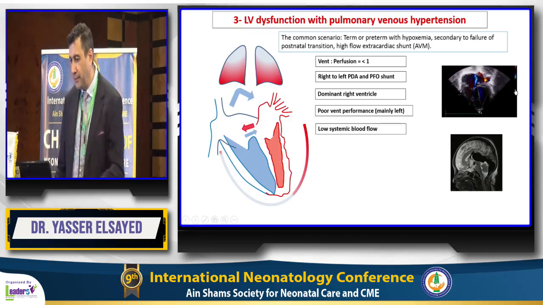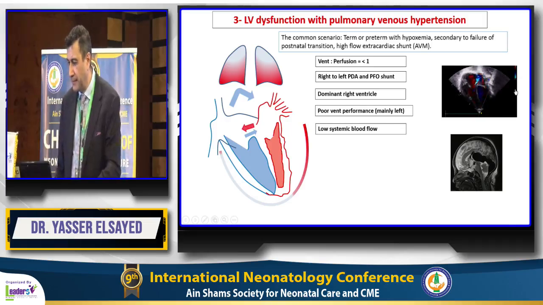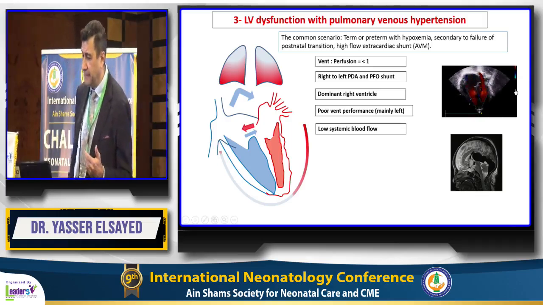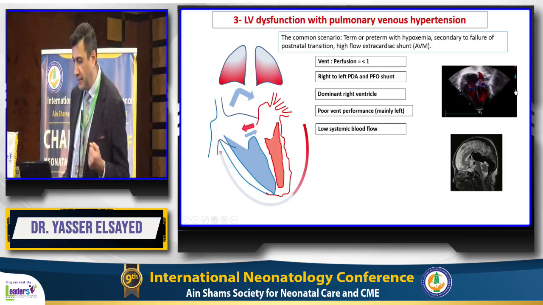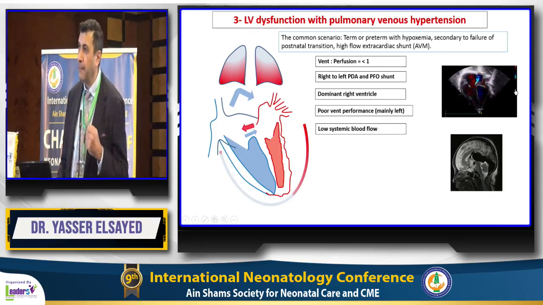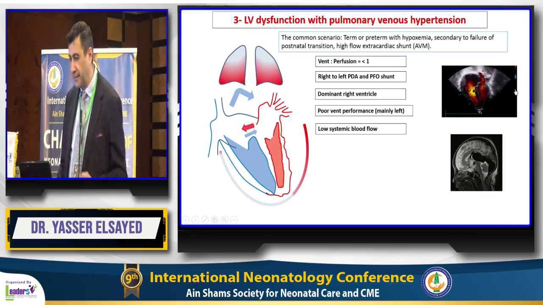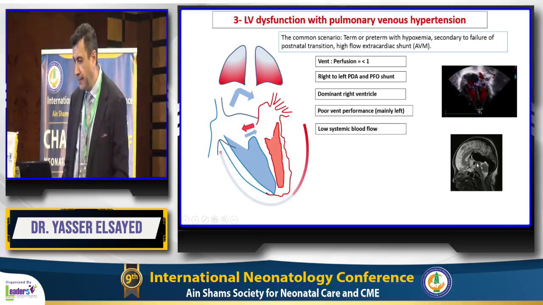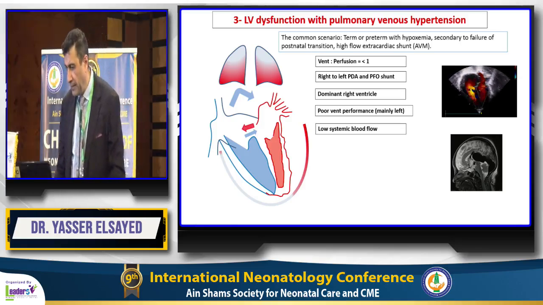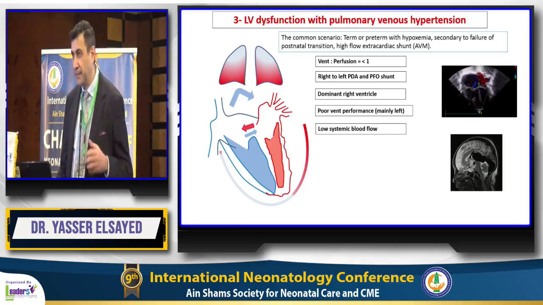The common scenario here: term or preterm infant with hypoxemia secondary to failure of postnatal transition. Postnatal transition in preterm infants sometimes is really tough because the left ventricle is facing high resistance. So not all of the preterm infants can accommodate for the increased resistance after birth. In this situation, you have LV dysfunction, and I have one of the examples in an infant with AV malformation. AV malformation might present with very high right side flow and LV dysfunction and more congestion of the left side, and the pulmonary venous return is very high.